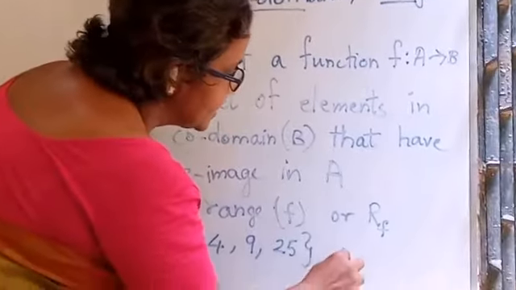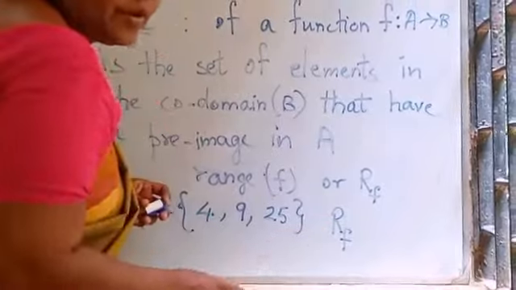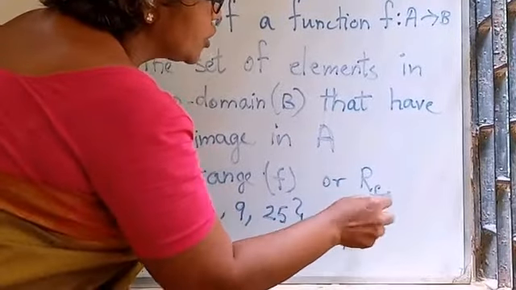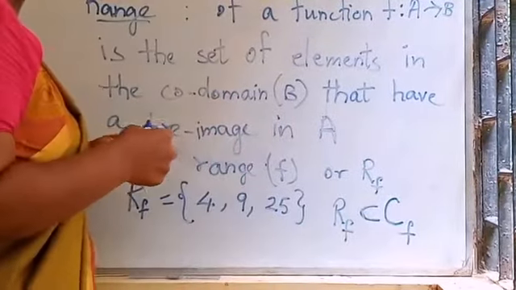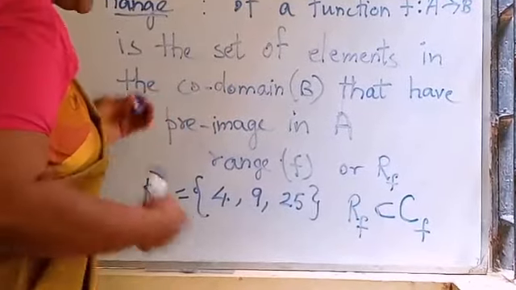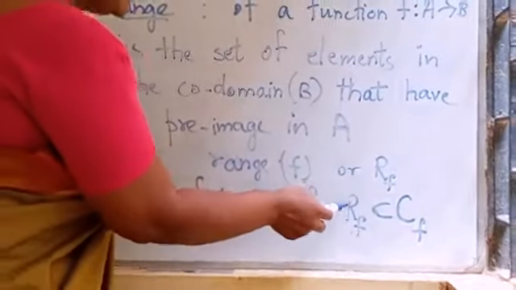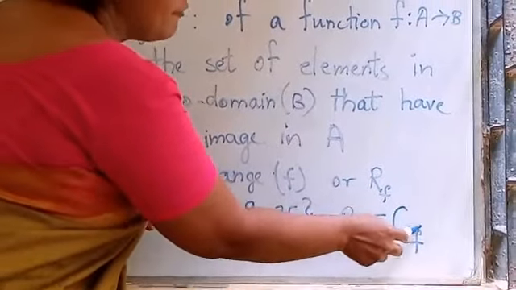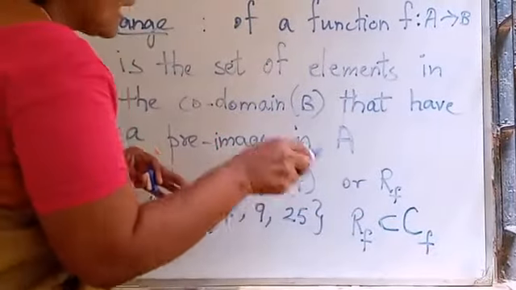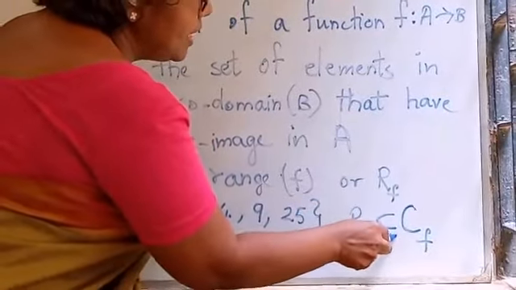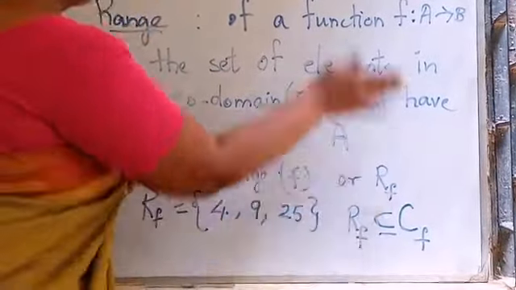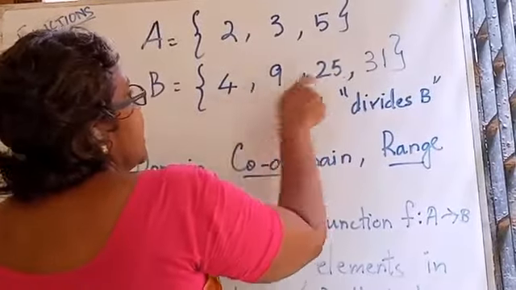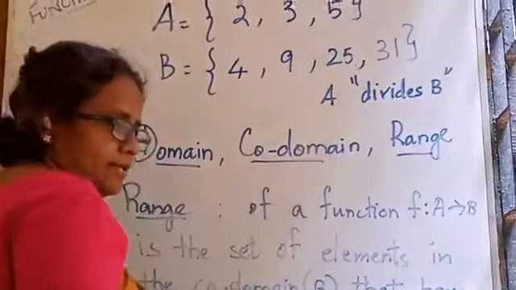So how can we write it? R f is a subset of the codomain of the function f. As I told you, in this example, R f is a subset of the codomain. Sometimes the range can be equal to the codomain also. When will it be equal? When the set does not have 31, then the range will be equal to the codomain.